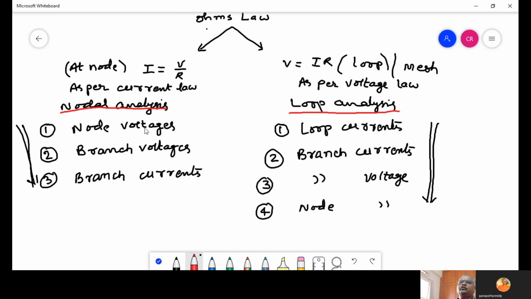So what is the advantage of nodal? Use nodal when you want voltage. Use mesh analysis when you want current. But both techniques, both analyses, are derived from Ohm's law. So Ohm's law is like a head and it has two hands, two different forms. So next topic is we'll discuss nodal analysis. We'll start with nodal analysis rules.